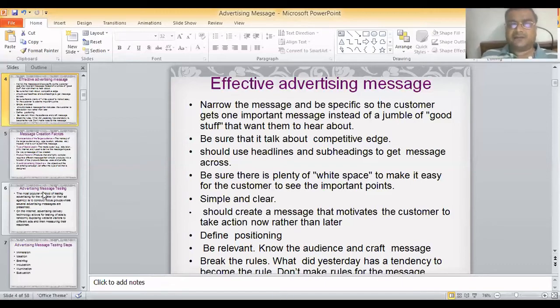In fact, even after spending millions of rupees on getting the official sponsorship for the Cricket World Cup, Coke was a loser just because of an effective advertising message from Pepsi. So this is how an advertising message can change the market scenario, or change the demand of your product, or help you beat the competition.